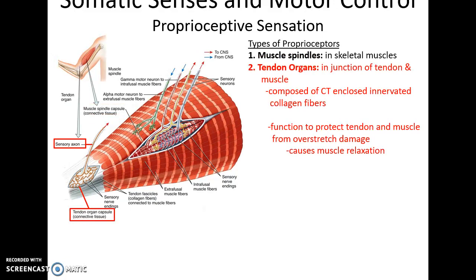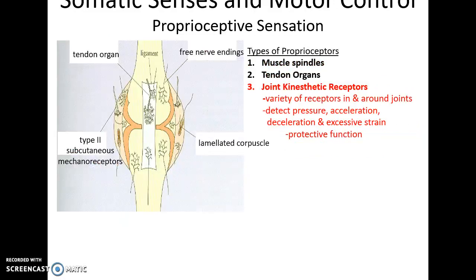Tendon organs. Tendon organs are specialized structures associated with, surprise, surprise, tendons. They're composed of connective tissue wrapping around some innervated collagen fibers, so nerve endings associated with collagen fibers that could be stretched. Their function is to basically try to protect the tendon and the muscle from becoming overstretched and being damaged. So when they're stimulated, they want to signal the muscle to relax. There's also the joint kinesthetic receptors.